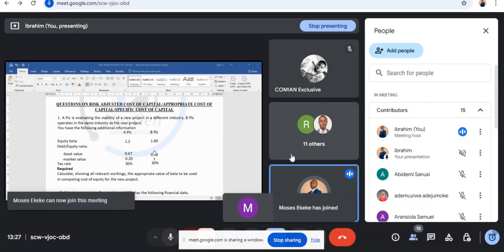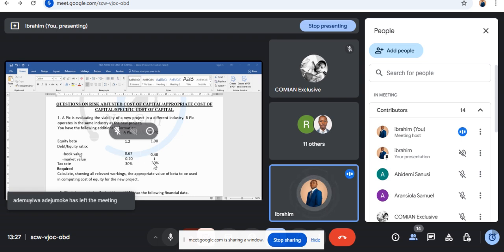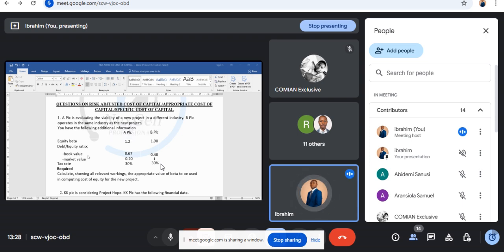For B it is 1.90, right? You can see the debt to equity ratio. You don't need the book value here, because what you need is the debt to equity market value. So you ignore the book value. When you have something like this, it's just like a trap. You quickly go and use book value.